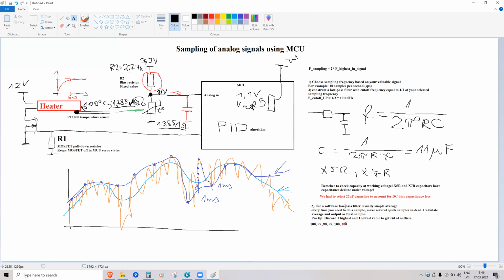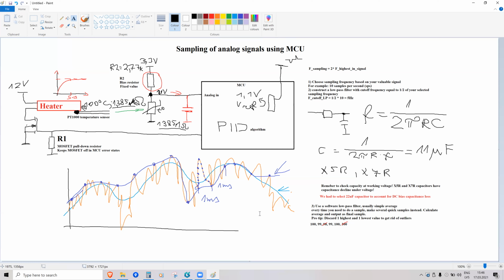So do you have some questions about this? Okay, you can think about the questions about these analog filtering of the signals.